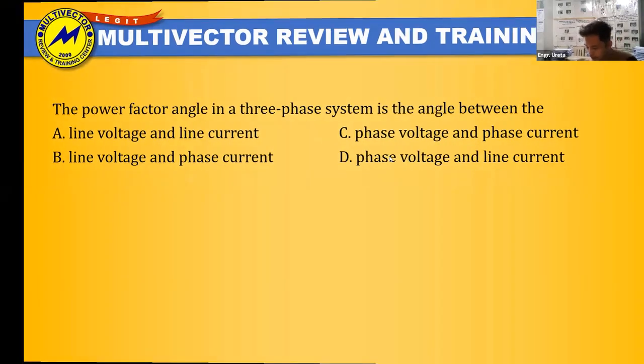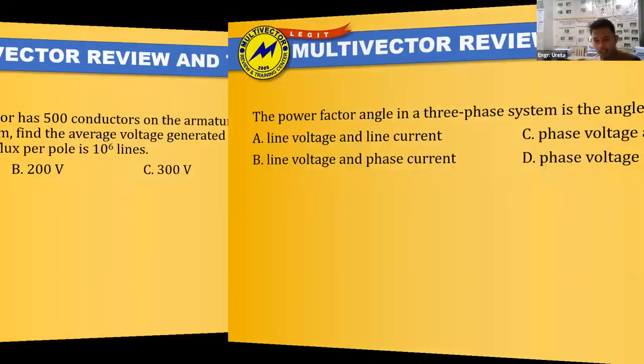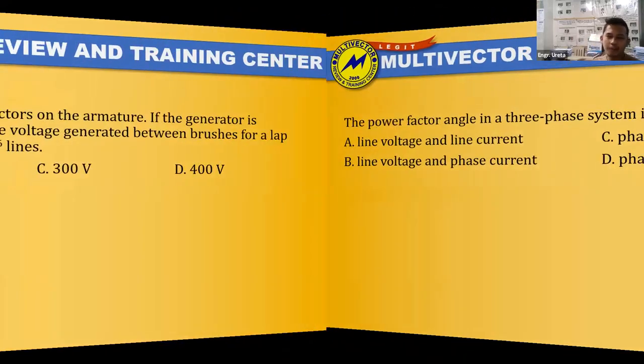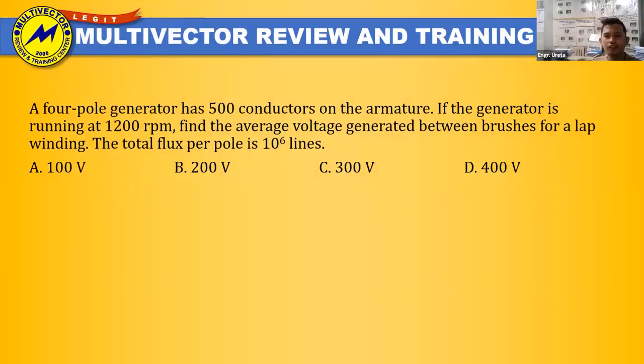Okay, problem number 29. A 4-pole generator, 500 conductors on an armature. If the generator is running at 1,200 rpm, we are looking for the average EMF if the flux per pole is 10 raised to 6 lines. So the direct formula for a DC generator, the EMF generated, is given by PZ flux N all over 60A. Take note, our flux here should be in Weber.